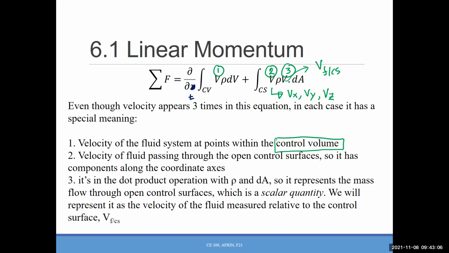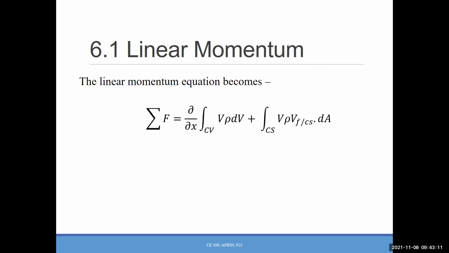Okay, so the next, you all have this text on your copy, right? So the next one will be this type. Again, this should be T, and again, this can be Vx, Vy, Vz, and this can be Vfcs. So that will be the final equation for the momentum conservation.